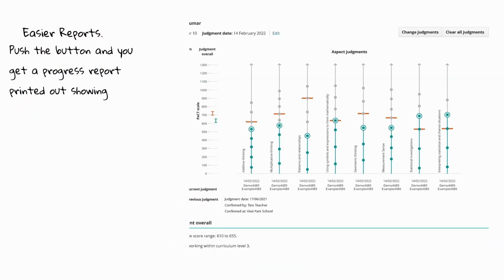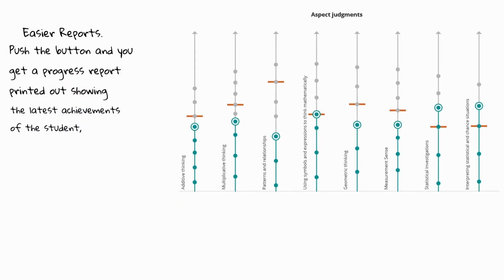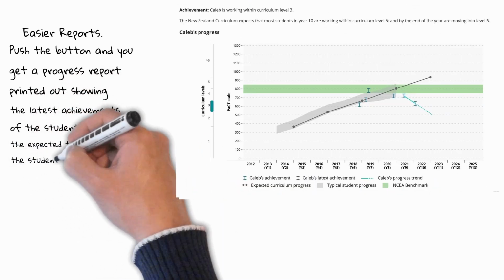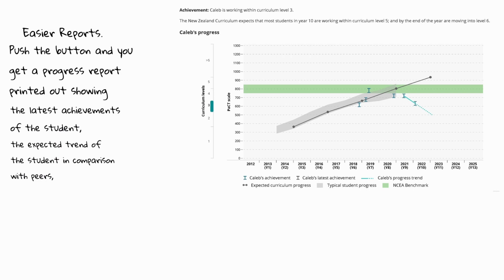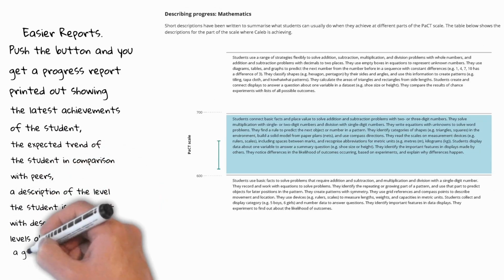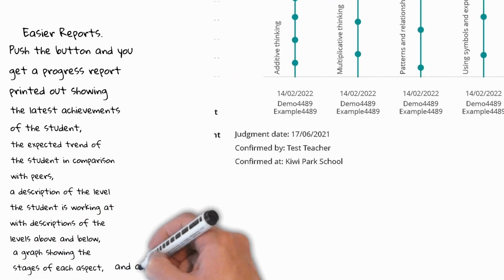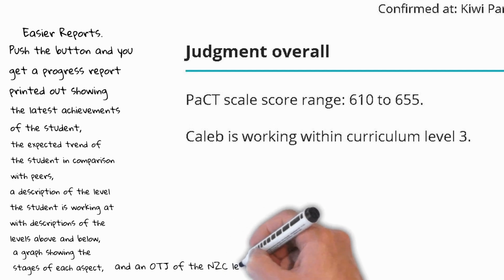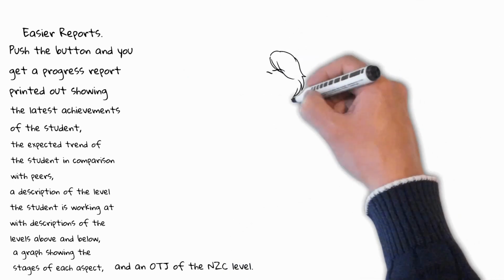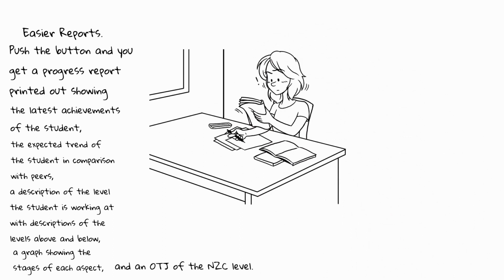Push the button and you get a progress report printed out showing the latest achievements of the students, the expected trend of the student in comparison with peers, a description of the student's working level with descriptions of the levels above and below, the graph showing the stages of each aspect, and an OTJ of the New Zealand curriculum level. So no more churning through loads of paperwork to figure out an OTJ. It is all done automatically.